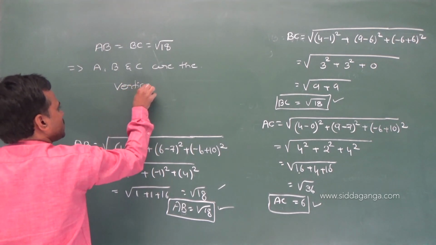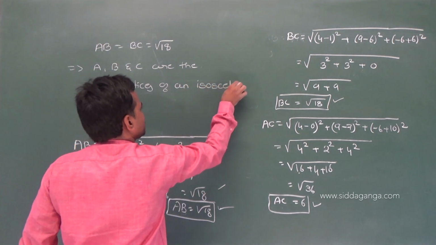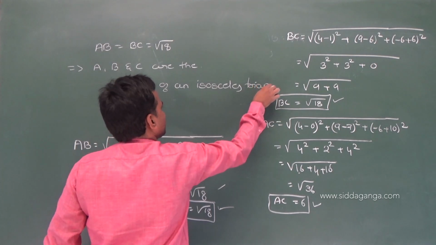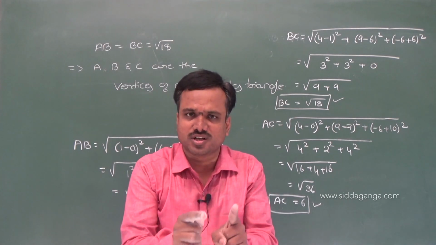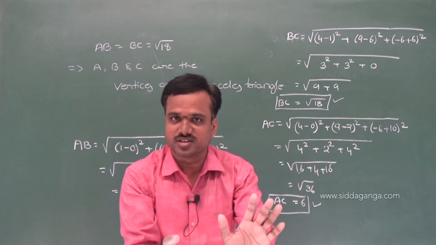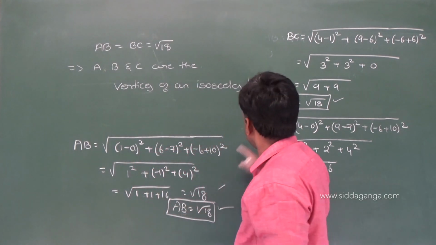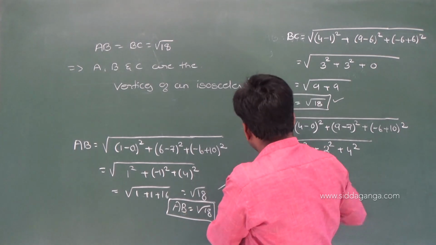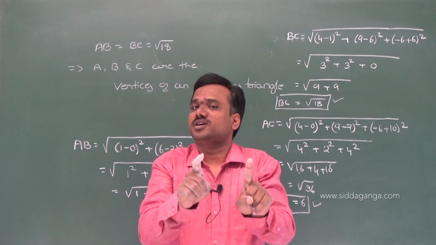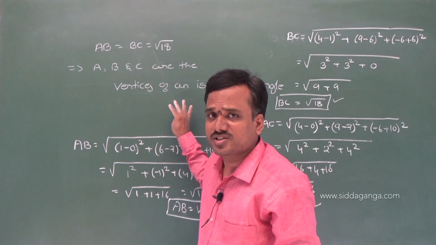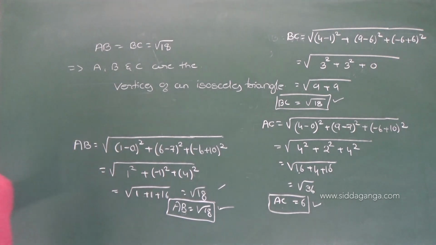So if this condition is satisfied, then the given points A, B and C are the vertices of an isosceles triangle. Once again I say that among three values, if any two values are equal, either AB is equal to BC, or AB is equal to AC, or BC is equal to AC, then the given 3 points are the vertices of an isosceles triangle. Understand? Okay, we solve one more type of problem.